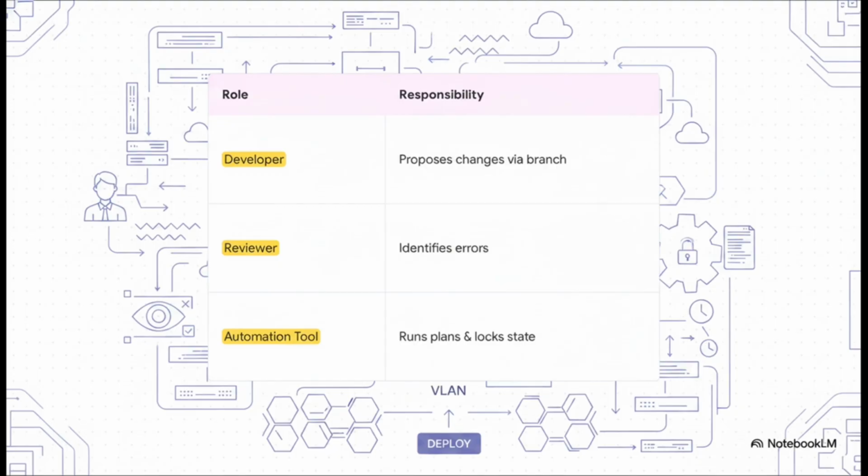The automation tool, something like Atlantis. This is vital. These tools can automatically run plans to show what will happen, and critically, they lock the state. This means while you are busy updating the VLAN, no one else can deploy conflicting changes.